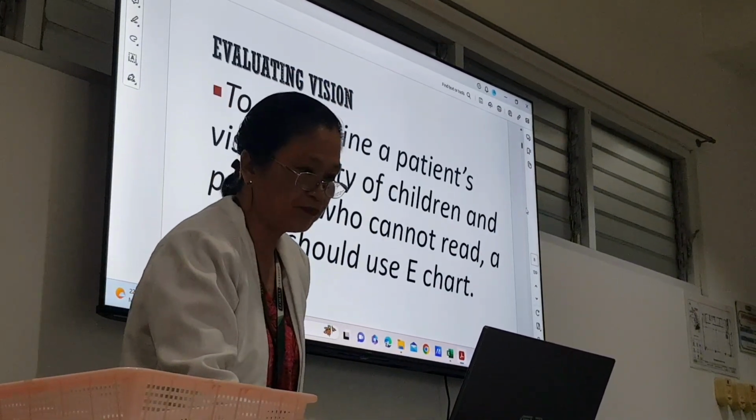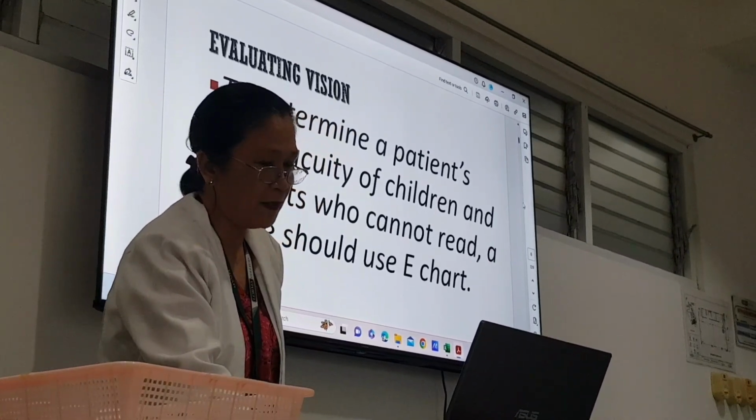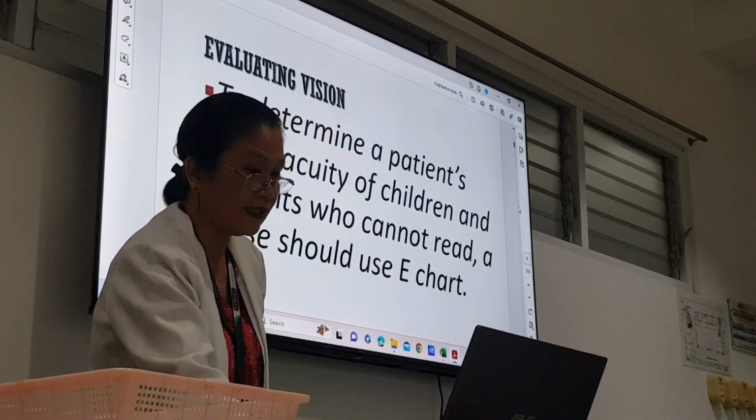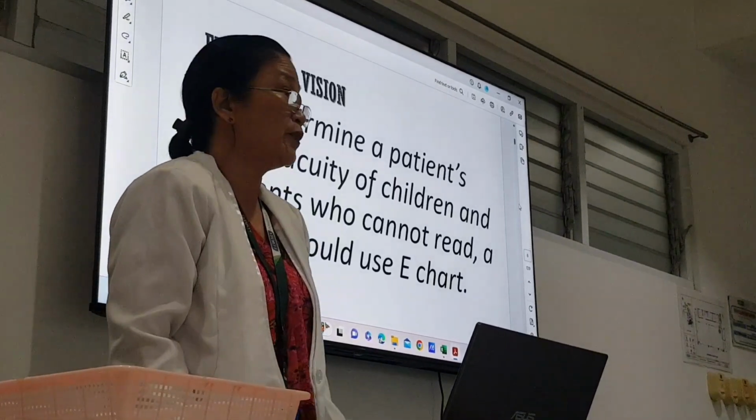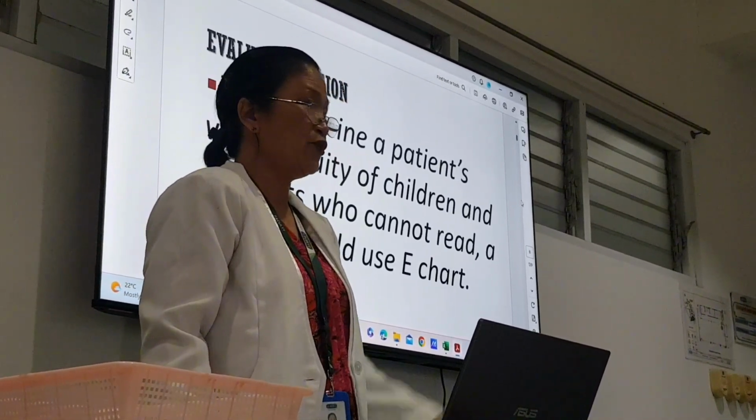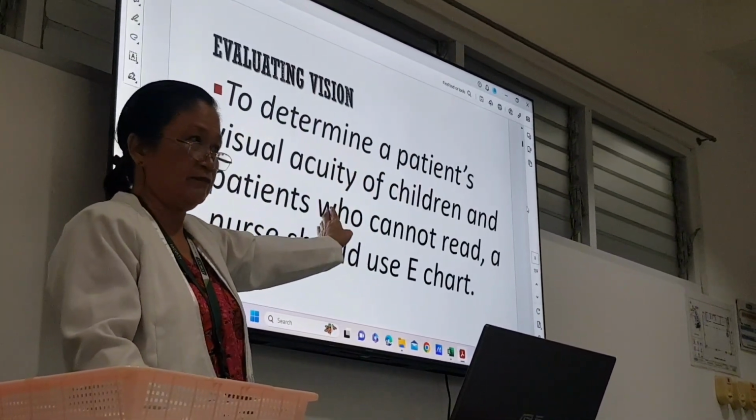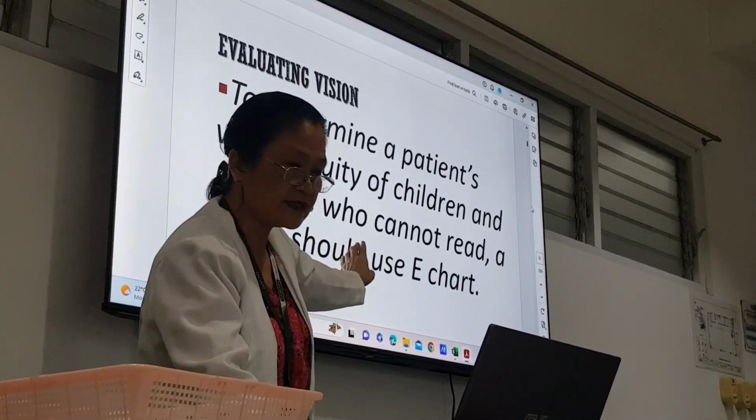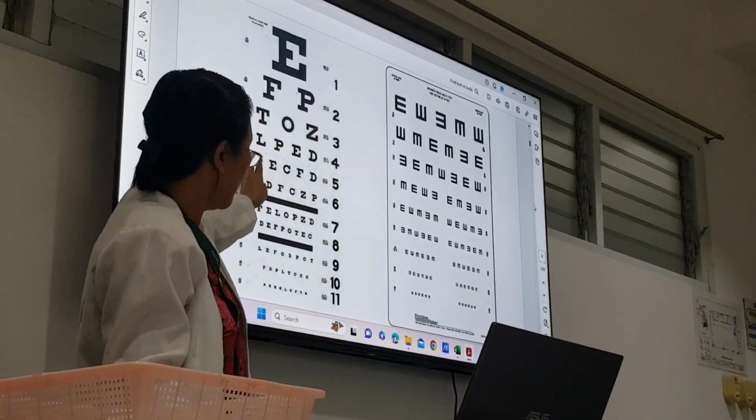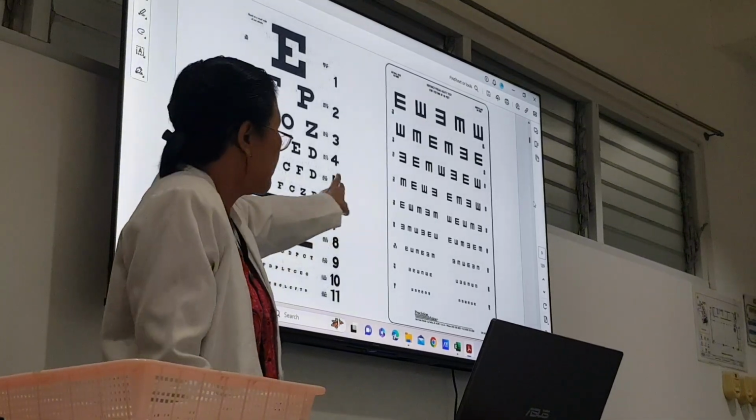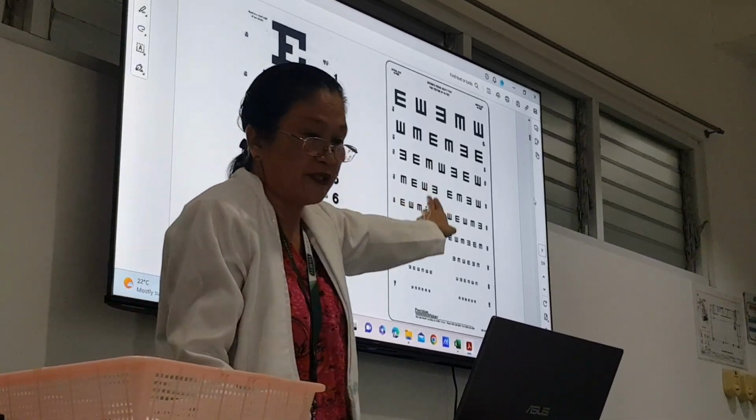And next, to determine a patient's visual acuity of children and patients who cannot read, a nurse should use yung e-chart. Yun yung nakita nyo kanina doon sa left side. That is your e-chart. Okay? Then next, ayan. Ito yung ating Snellen chart. Ito ay yung e-chart natin, or sa other term ito is tumbling chart.